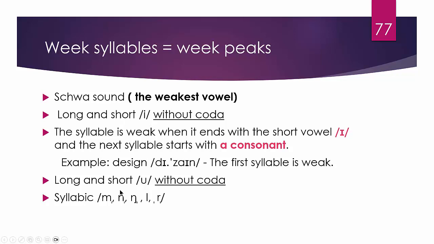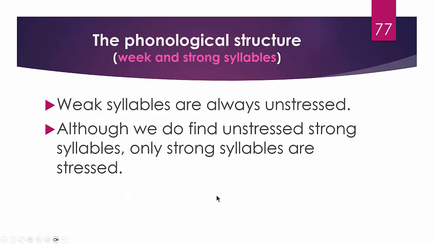Long and short u without coda, and the syllabic m, n, ng, l, r. Weak syllables are always unstressed. Okay, this is a general rule. Although we do find unstressed strong syllables, only strong syllables are stressed. So a strong syllable can be stressed or unstressed. It depends on the situation. Let's dive deeper.